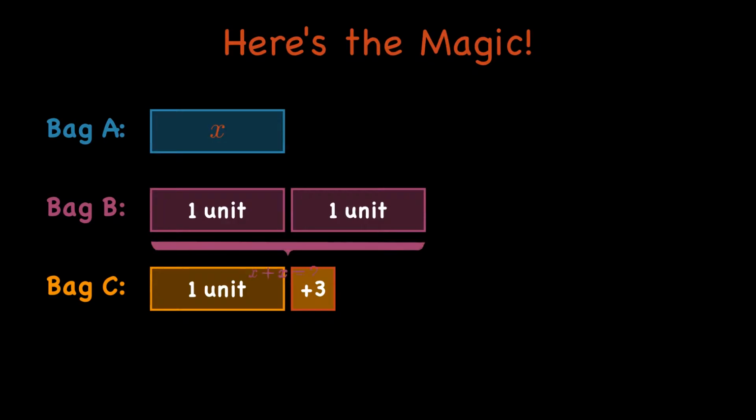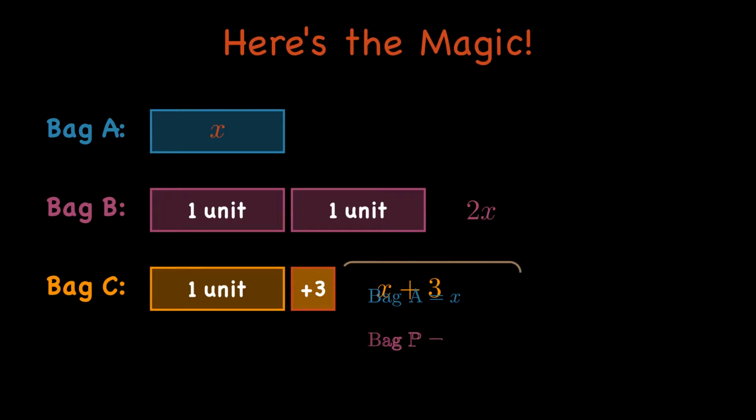Now, what about bag B? Bag B has double the items of bag A. That's X plus X, which we write as 2X. 2X means 2 times X, or X plus X. Much shorter than saying 2 units, isn't it? And bag C? That's X plus 3. 1 unit, which is X plus 3 more items. See how much clearer this is? We can express relationships with unknown numbers easily.